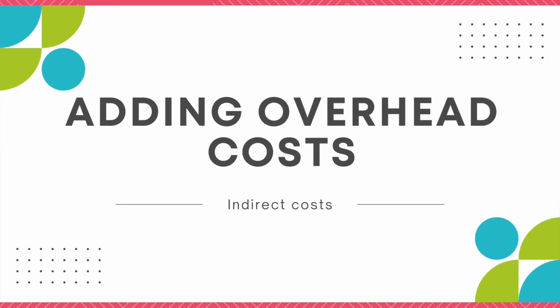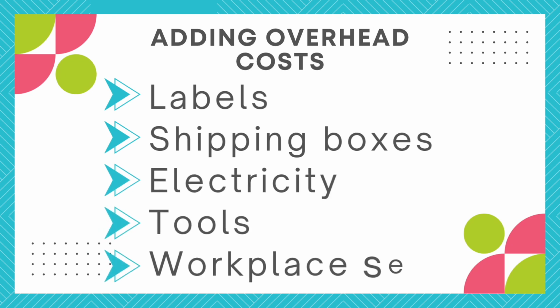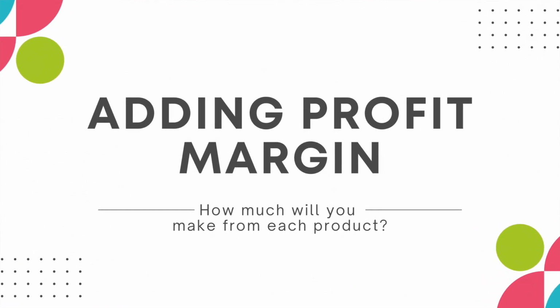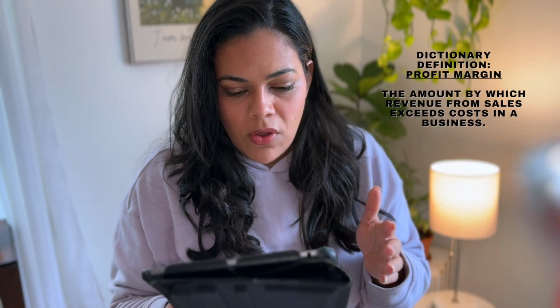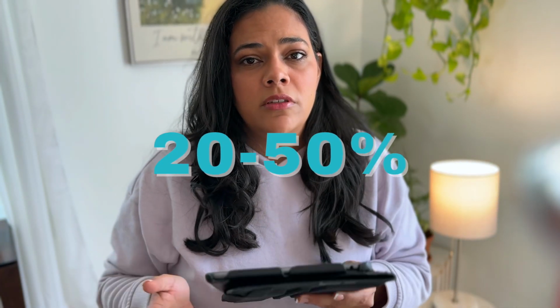Now for step number 3, add your overhead. That is what your labels are costing, your shipping boxes, your electricity, your tools, even your workplace setup. Now that you have completed the previous 3 steps, we're going into the 4th step, which is adding a profit margin. Let's talk a little bit about what a profit margin is. According to the online dictionary, profit margin is the amount by which revenue from sales exceeds costs in a business. Most people calculate about a 20 to 50% profit margin.